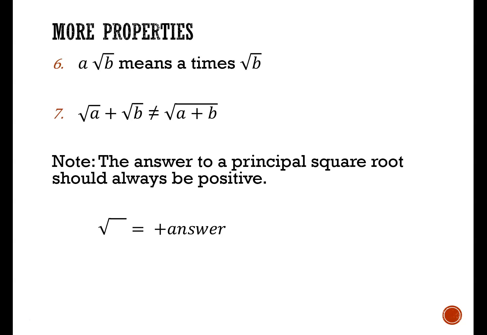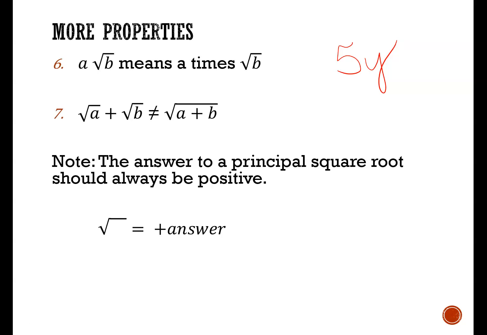Here's 2 more properties. Property 6 is saying that when you have a number directly next to the radical, it means multiplication. So a square root of b means a times the square root of b. You do not have to have a multiplication symbol. It's kind of like the radical is like a variable. When I write 5y, then it's understood that's 5 times y without writing a multiplication symbol.